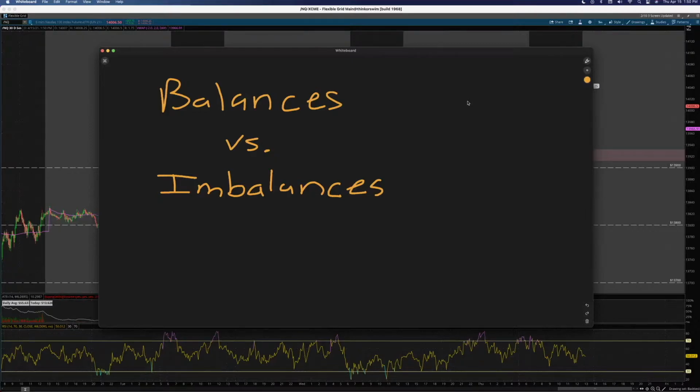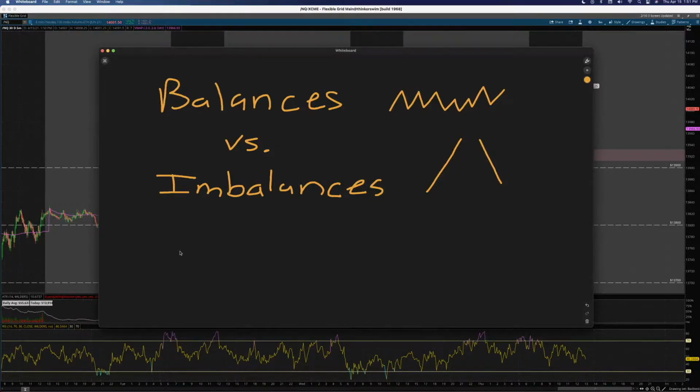So starting off with the concept of supply and demand, it's basically down to two factors: balances versus imbalances. A balanced market is a market in which buyers and sellers agree on price, and an imbalanced market is where there is a disagreement between buyers and sellers. A balanced market may look like a market that is consolidating or not really moving much, while an imbalanced market has price moving aggressively down or aggressively up in either direction.